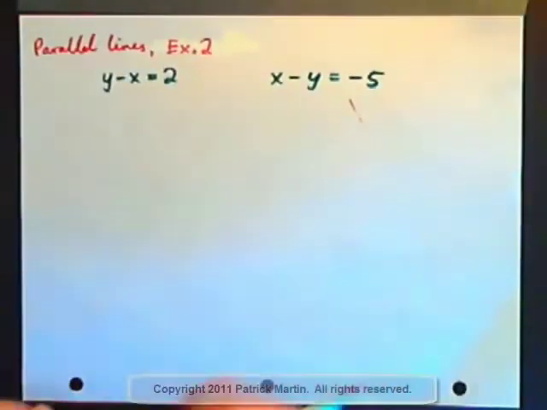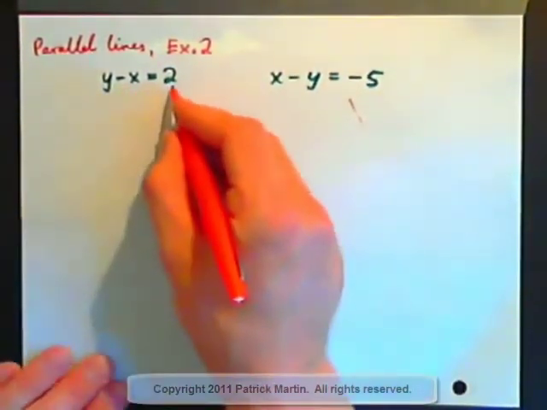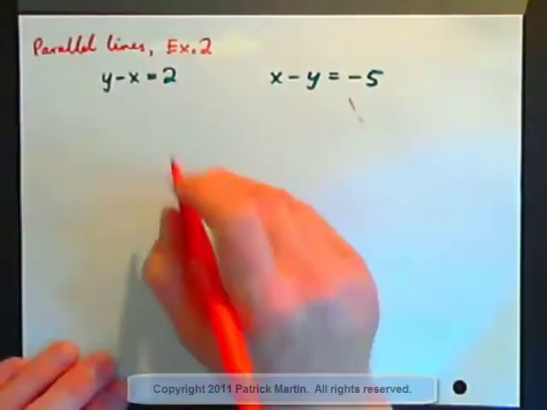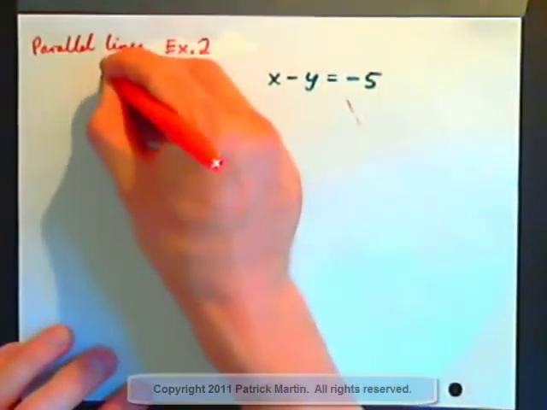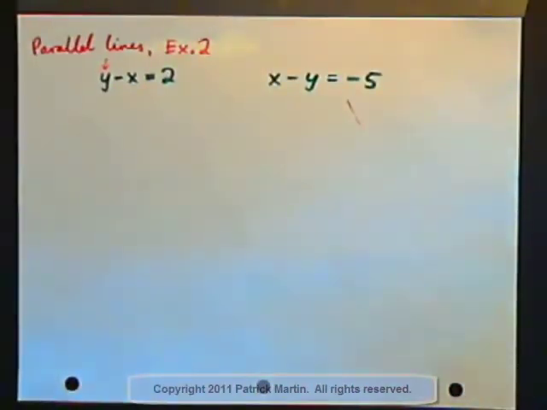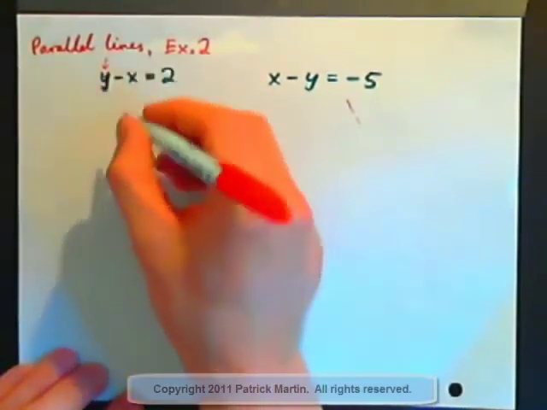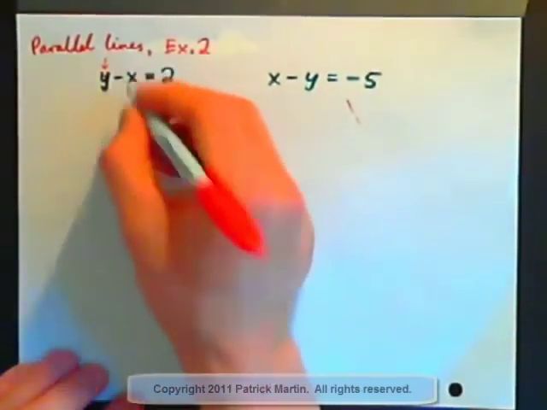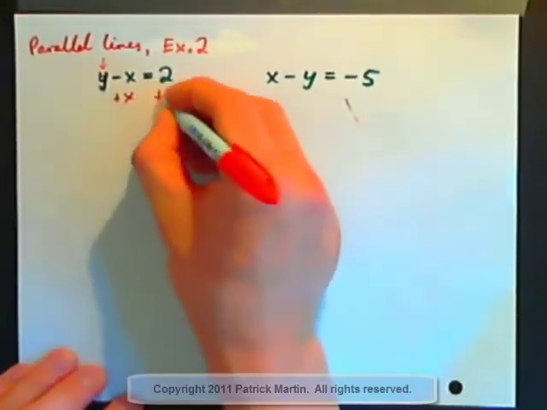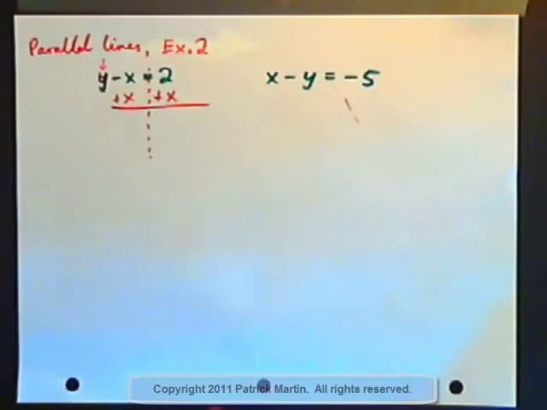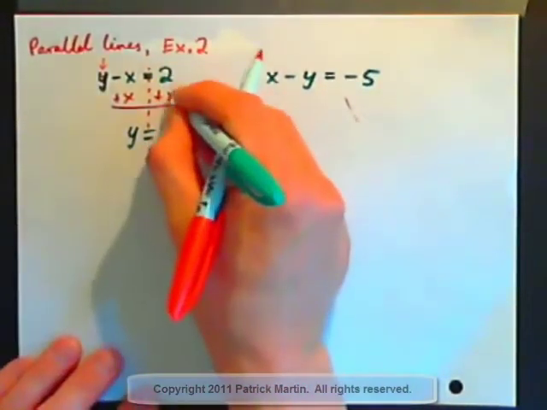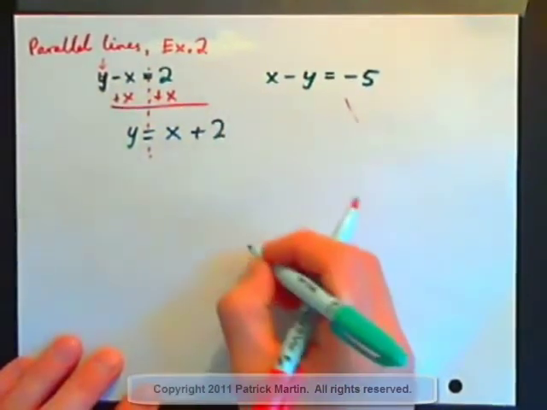So let's look at a theoretical example of this. y minus x equals 2 and x minus y equals negative 5. When we do not have y on its own on one side, we need to get it on its own. So to get y all on its own on one side of the equation, we need to get rid of the subtracting x. The inverse operation is to add x to both sides of the equation. So if you add x to both sides, then we have y on the left, and on the right this is 2 plus x, or even better, x plus 2.